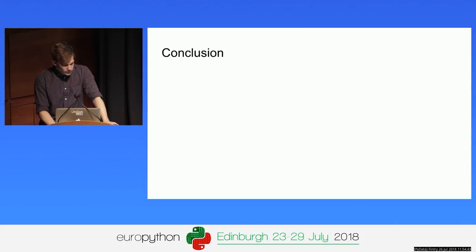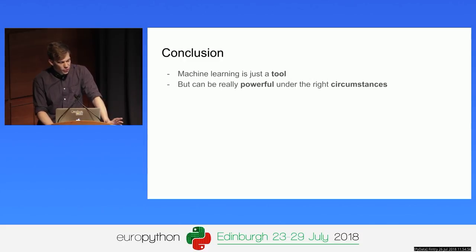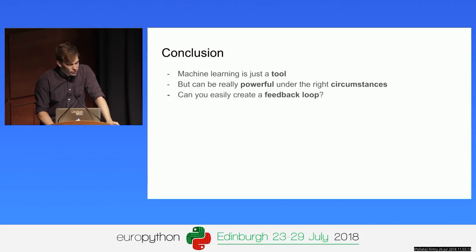Okay, I threw a lot your way. Let's wrap it up. In the end, machine learning is just a tool, but it can be really powerful in the right circumstances, like learning this kind of function between your input and something that you want to predict. But it's not more than that, right? Some people don't really understand it. They think everything is going to be automatic with machine learning. You have to do a lot of work around it.